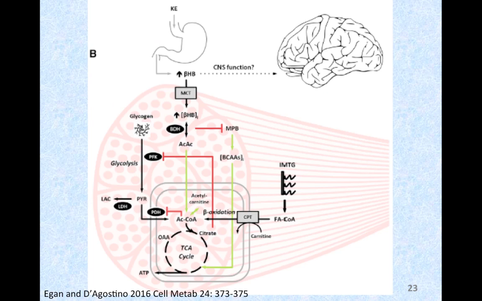Now, if we look at it again a slightly different way here, and again, these papers are down here. This is kind of an editorial that was recently published. So now, for example, let's say we're taking in these ketone esters. They're going through the stomach, through the gut. They're absorbed in the small intestine. They go into the blood. So here, for example, taking in a ketone ester can actually increase beta-hydroxybutyrate.